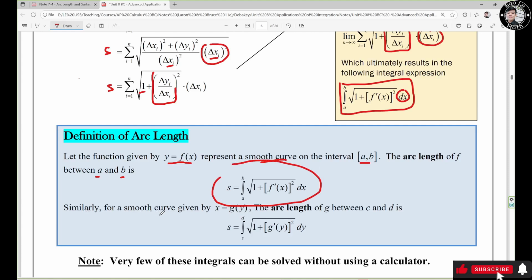Similarly, for a smooth curve given by x equals g of y, the arc length of the function g between c and d is given by this formula.